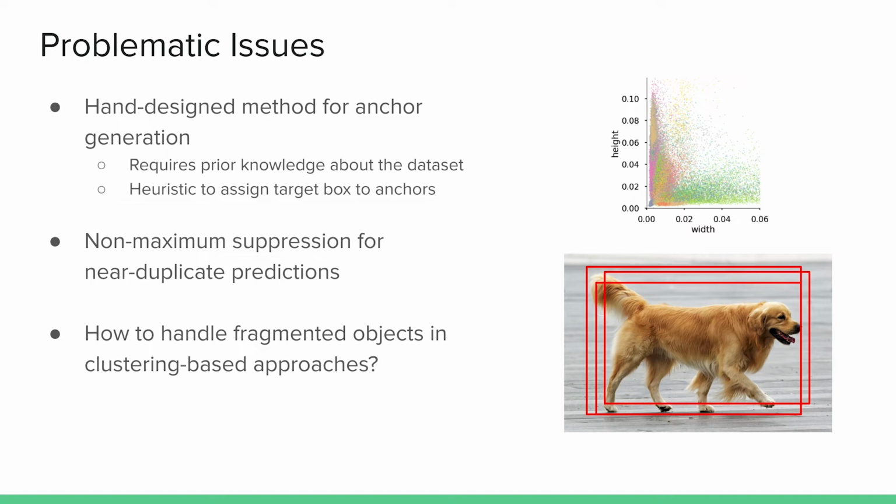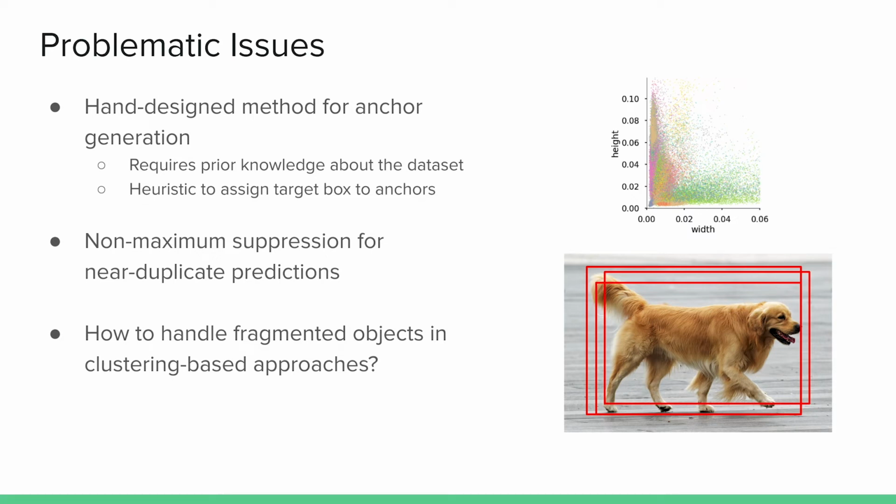So for example, what we see in the right top here, we had to compute the probability distribution of the shapes of our objects, and then we could cluster them to find a good set of statistics for our box proposals.